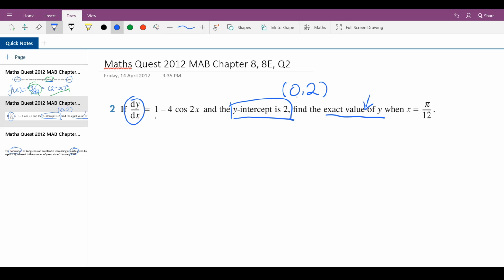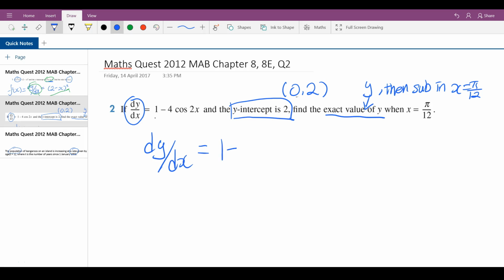All right, so find the exact value of y. For that, first you need y, and then you have to sub in x as pi/12, sorry, to find out what the value is. So first we have to figure out y. So obviously we have to do integration. So dy/dx, let's write down the function, is equal to 1 minus 4 cos 2x.